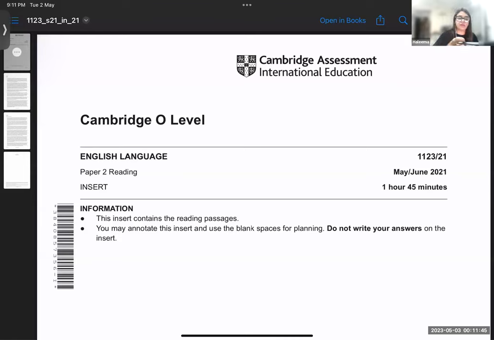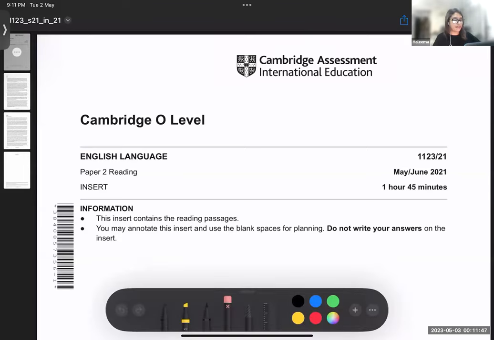The first thing that you need to keep in mind is that you have a specific set of instructions that you need to follow. So you have paper two, you have 1 hour, 45 minutes to answer this. So that's your time limit. You have to make sure that your insert has this instruction, which says that you may annotate this insert and use the blank spaces for planning. Now, this is my first tip to you students, that you are allowed to write on the question paper. It's not something that is frowned upon.